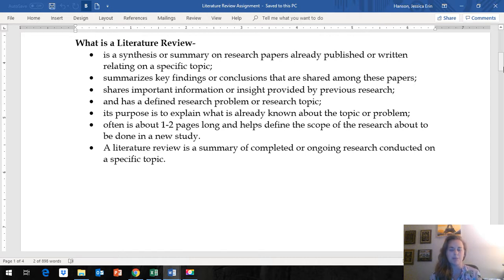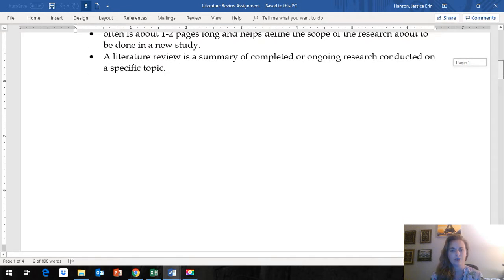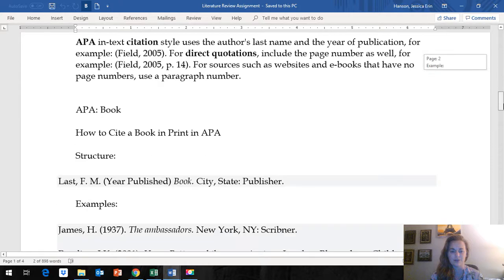So this should be at max 1 to 2 pages. Feel free to use more than 5 sources if you would like to. 3 to 5 is the bare minimum. Anything beyond that is exciting and thrilling and hopefully a good lesson learned for you. And just remember that this is to help define the scope of the research that you are going to actually do. Okay, but it's probably been researched before, so you want to learn from your predecessors.